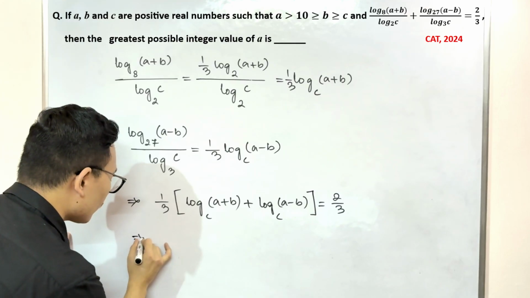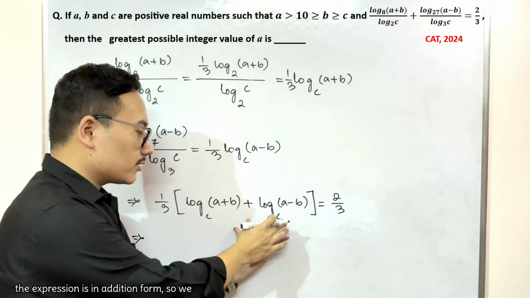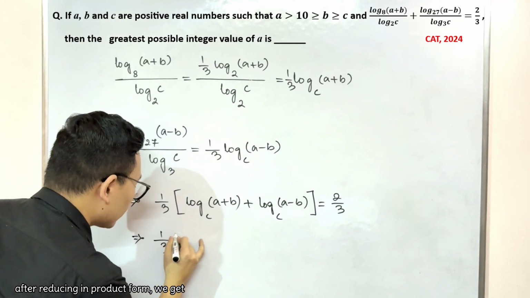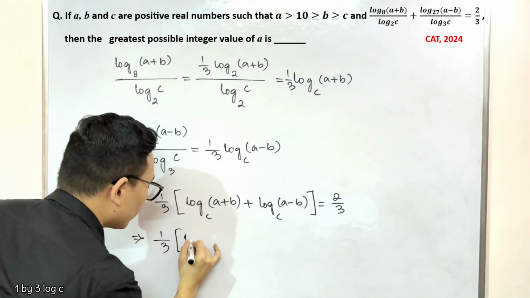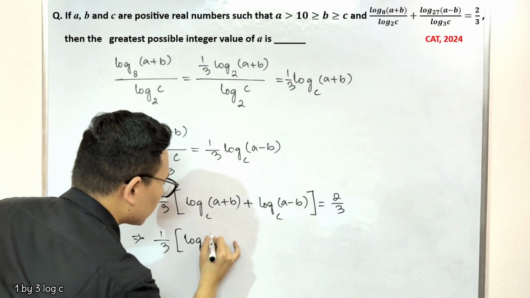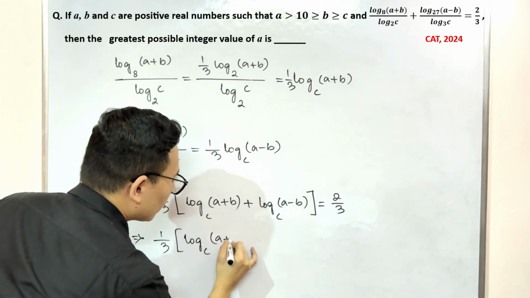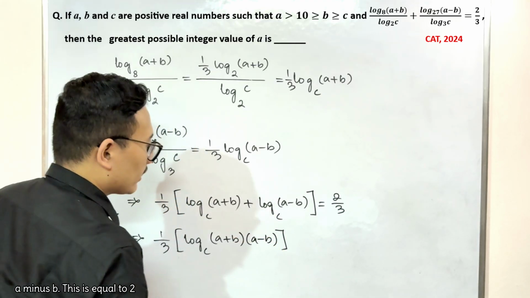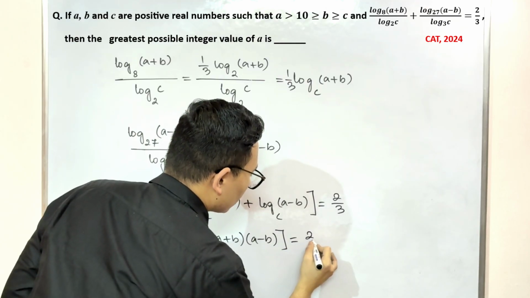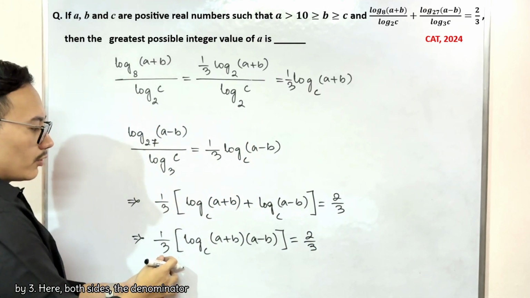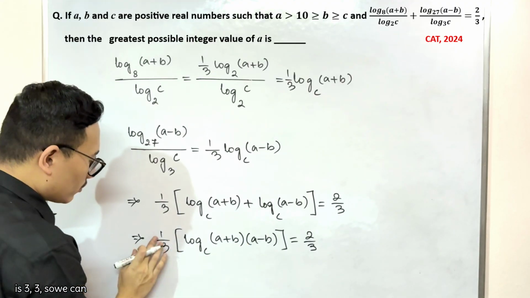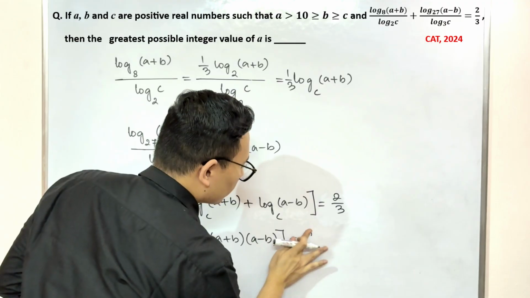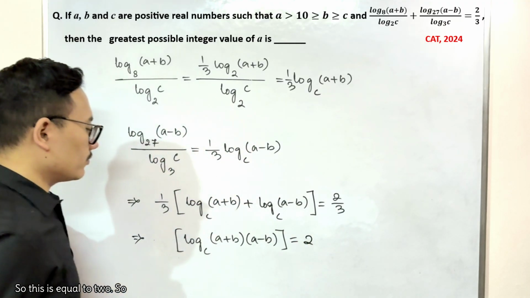Here the expression is in addition form, so we can reduce this in product form. After reducing in product form, we get 1 by 3 log c (a plus b)(a minus b). This is equal to 2 by 3. Here on both sides the denominator is 3, so we can cancel this 3. So this is equal to 2.